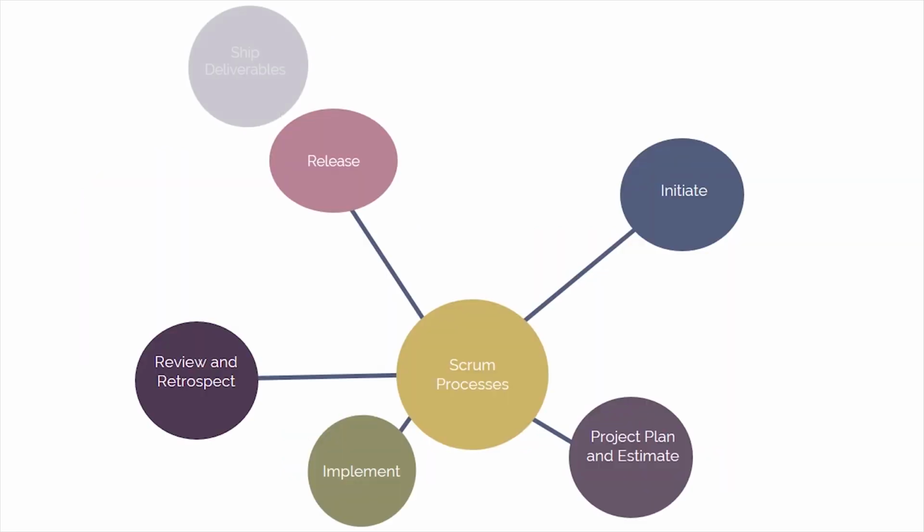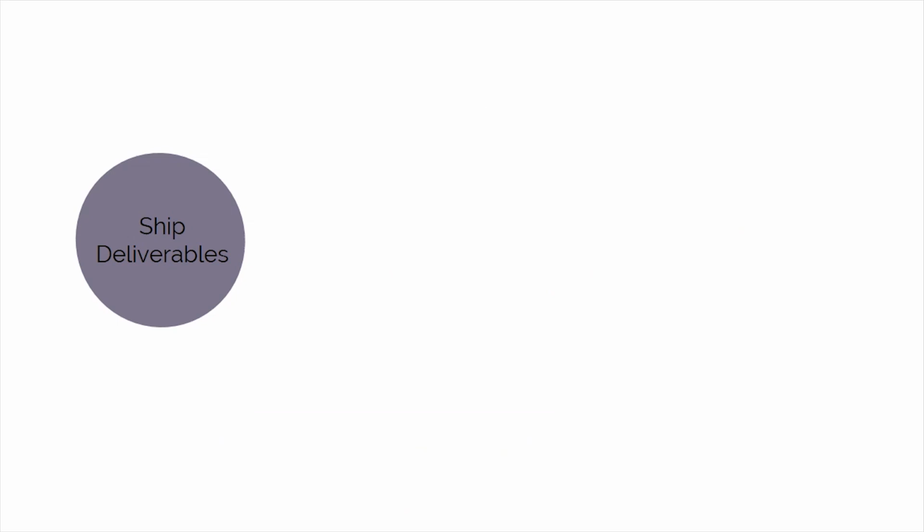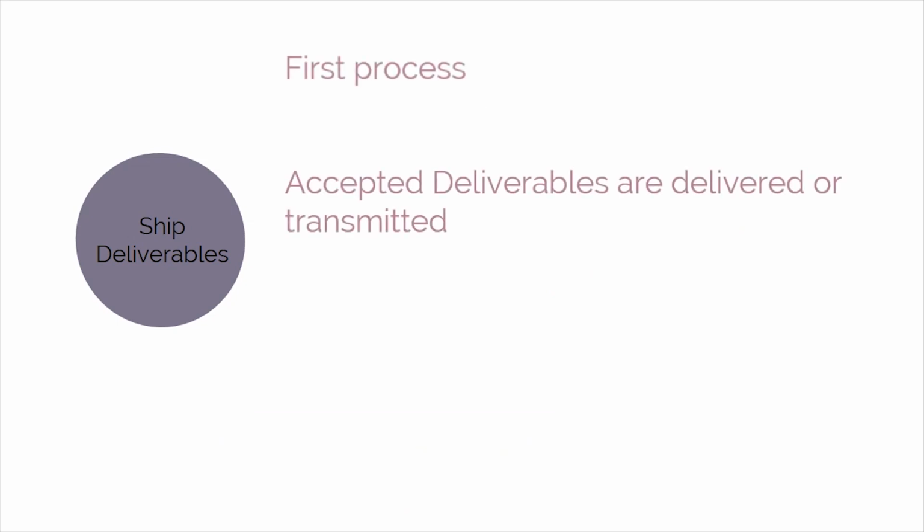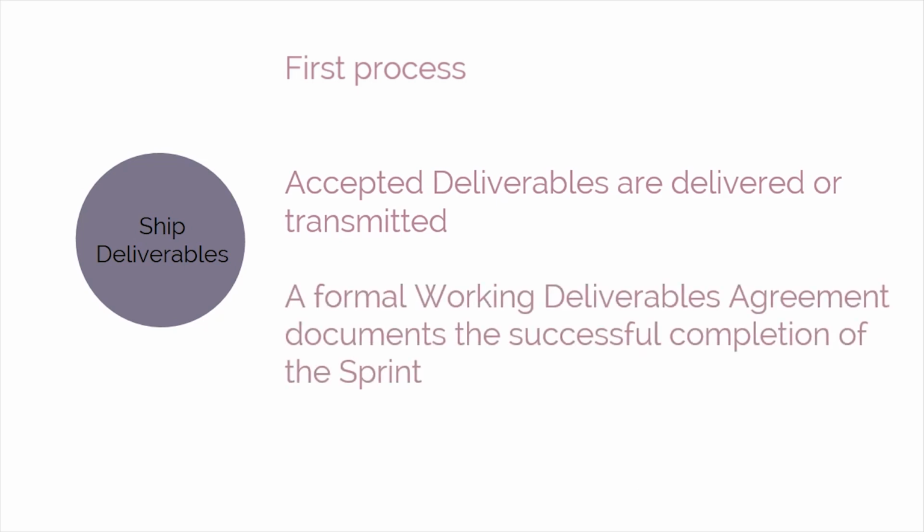The last phase is Release. There are two main processes performed during this phase. The first one is Ship Deliverables. In this process, accepted deliverables are delivered or transmitted to the relevant stakeholders. A formal working deliverables agreement documents the successful completion of the sprint.